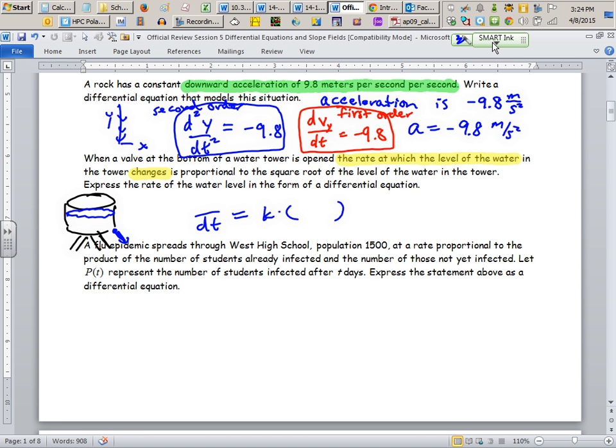The height. Yeah, you could call it volume if you want, but it actually says the level of the water, right? So level of the water is probably more like h. Does that make sense? So I wouldn't put dV dt, but maybe dh dt. Does that make sense to you guys? The level is h, okay? Finish it up there. It's proportional to what? Square root of the level of the water.